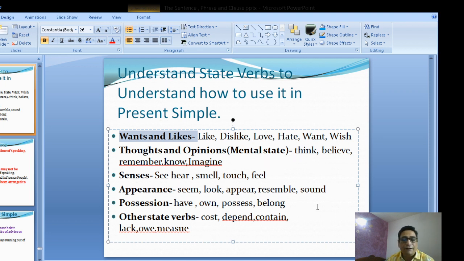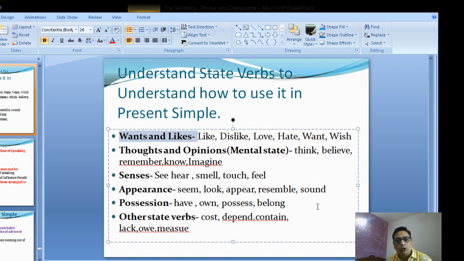Possession, I have, or have, own, possess, belong. So you never say that I am having a car. I am having a car is wrong English, right? So whenever it's a state verb, you have to use it in non-progressive form.